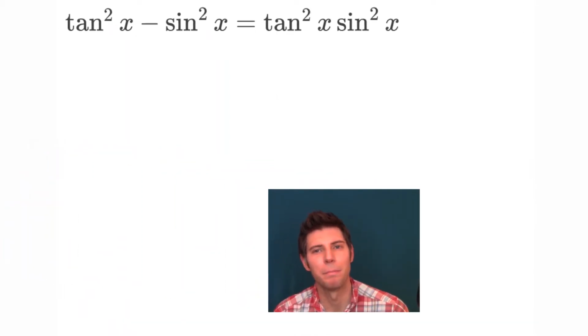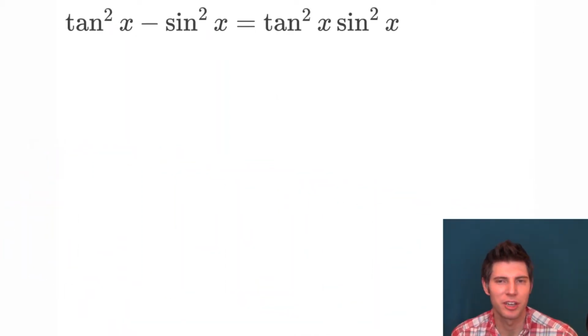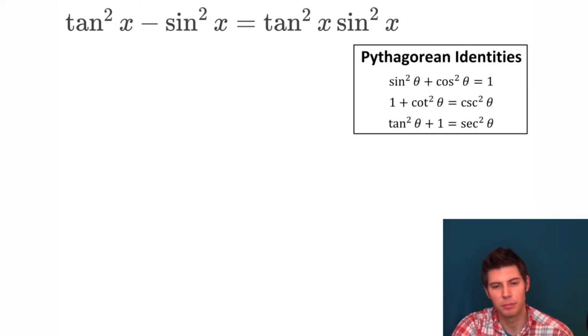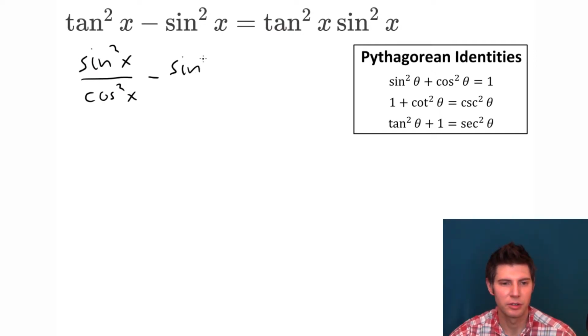Tangent squared x minus sine squared x equals tangent squared x sine squared x. This looks insane. I can't believe this is a real thing. So the trick here, I think, is going to be... So we could do Pythagorean identities, but we've got a tangent and a sine, and none of these have a tangent and a sine in it, in a single equation. So I'm going to try to rewrite things in terms of sine and cosine first. So tangent squared will be sine squared over cosine squared minus sine squared over 1.